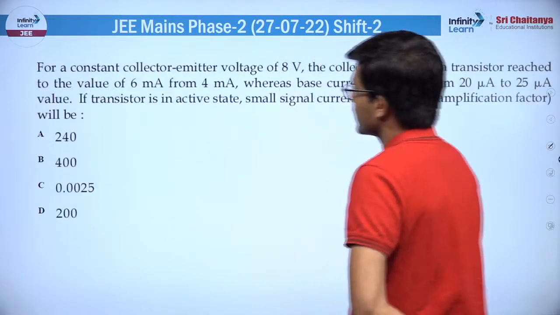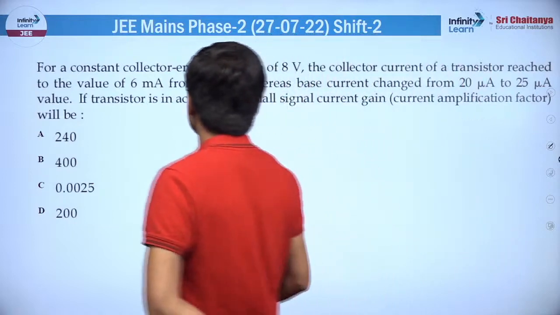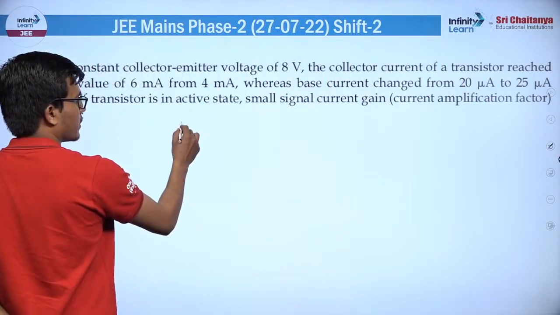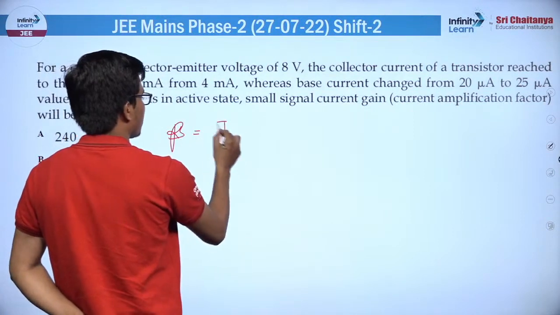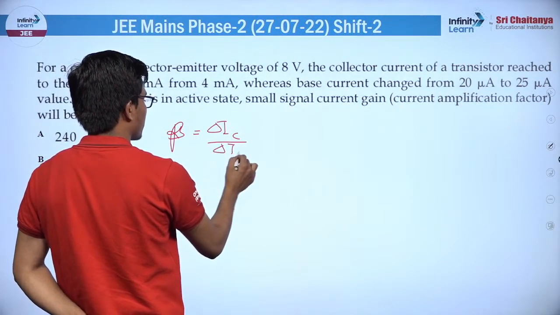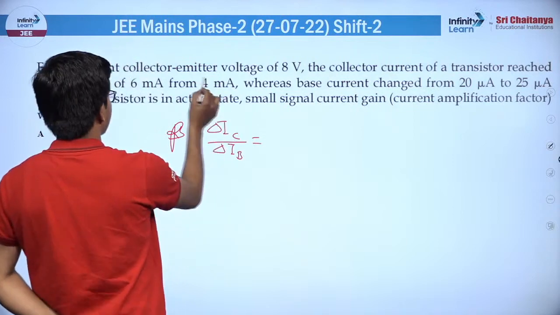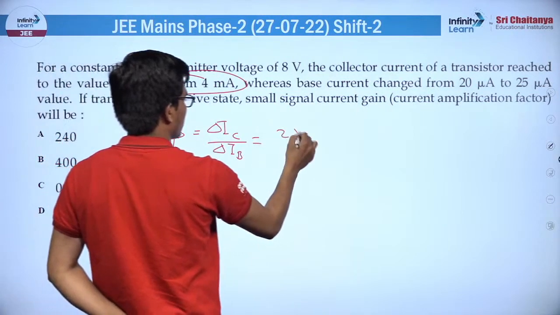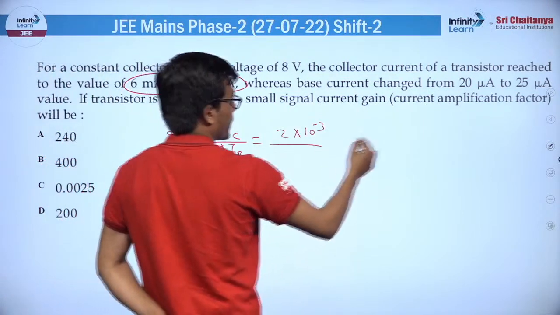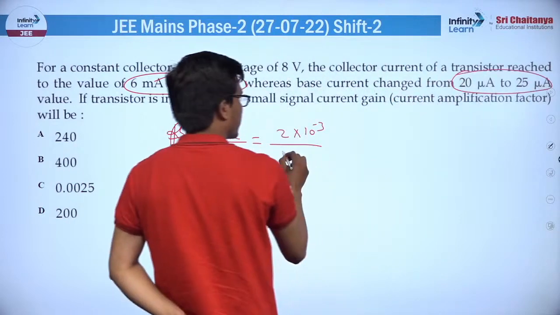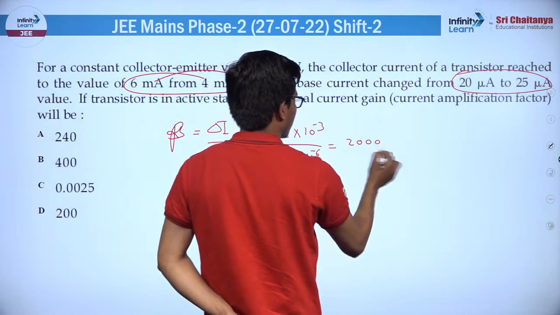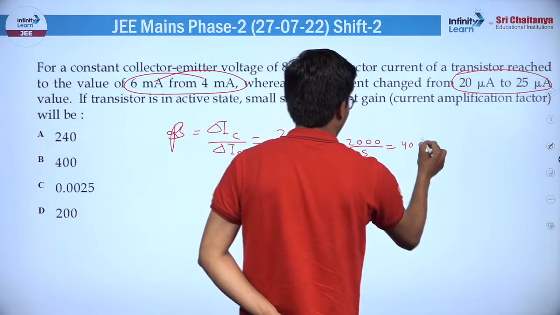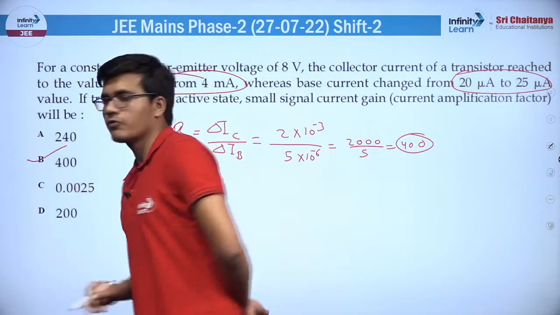Okay, moving ahead. So this is again a direct formula based question. You have to find the current gain, that is given by beta equals delta IC, small change in IC, by IB, right? And IC is changed from 4 to 6, which means a 2 milliampere change, and base current is changed from 20 to 25, which means 5 micro. So it will be 2000 divided by 5, which means 400. So the value of beta will be 400.